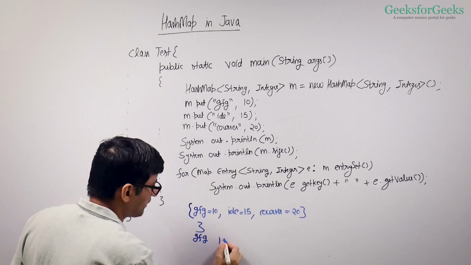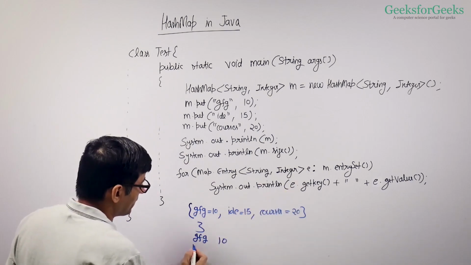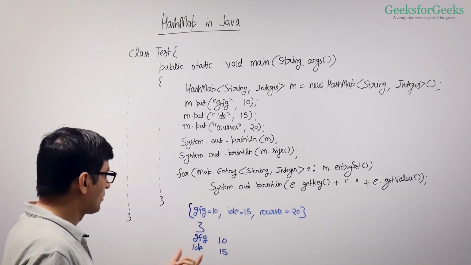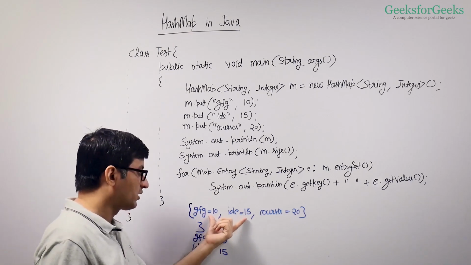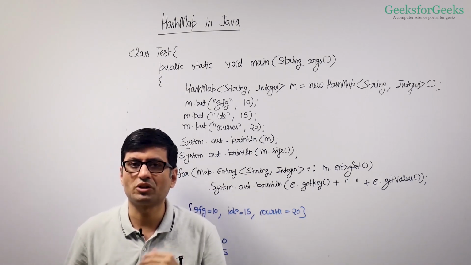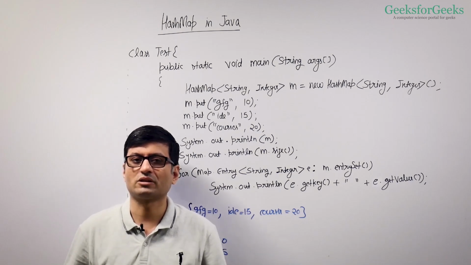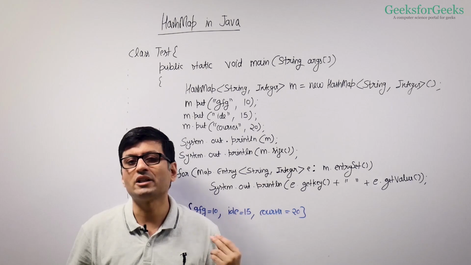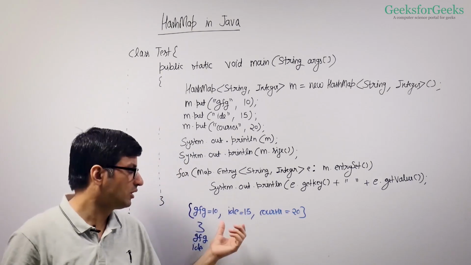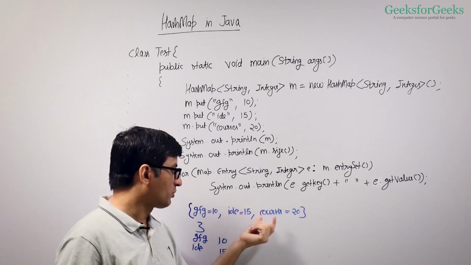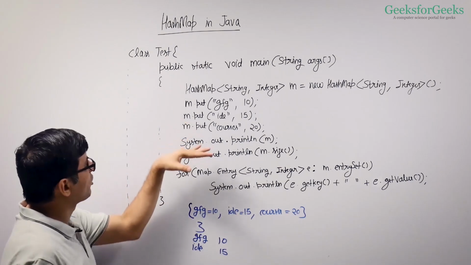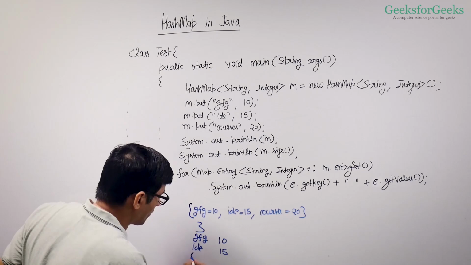So I'll print GFG 10, then I'll print IDE 15. Please remember the output order here and here. It can be any order. You know, there is no prediction about the order of these elements because it's hashing and different keys may go into slots in any order. So there is no particular order in which you will get the output. You may get courses first, you may get courses here. So here also I've written the same order though, but you may get different order.